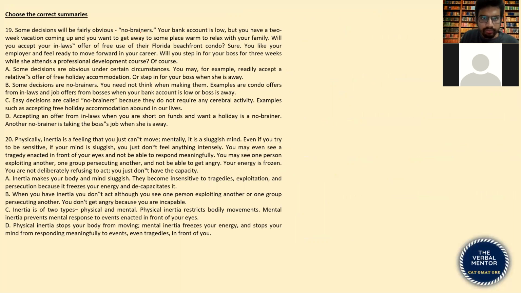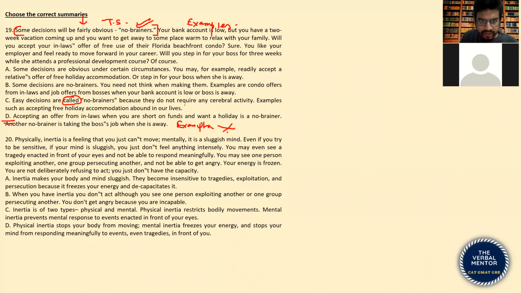Some decisions will be fairly obvious, no-brainers. Your bank account is low, but you have a blah, blah, blah. Okay, these are examples. This was a topic sentence. So the summary must have the topic sentence. The other parts are simply examples of this topic sentence. We must identify the topic sentence. D does not have the topic sentence. These are minor points or examples, cannot be summary, eliminated.